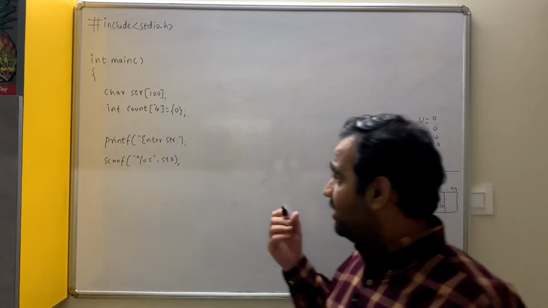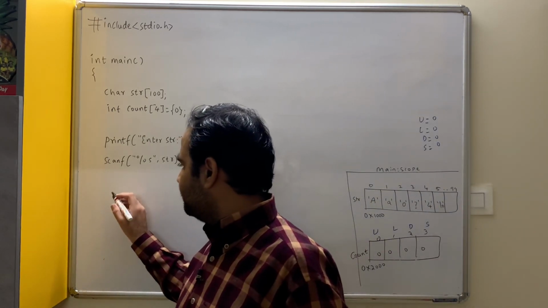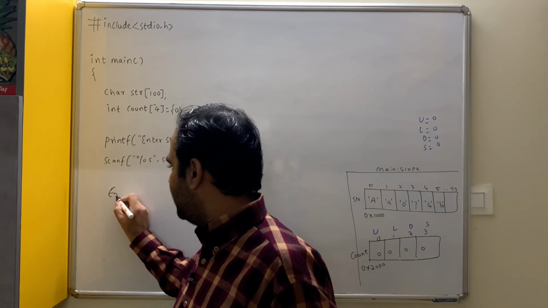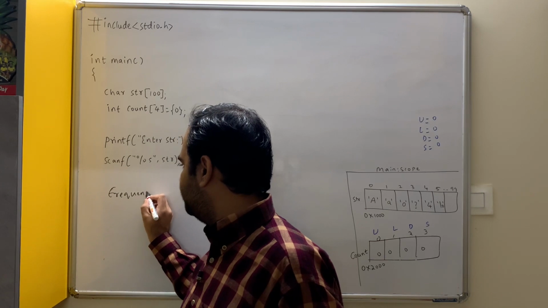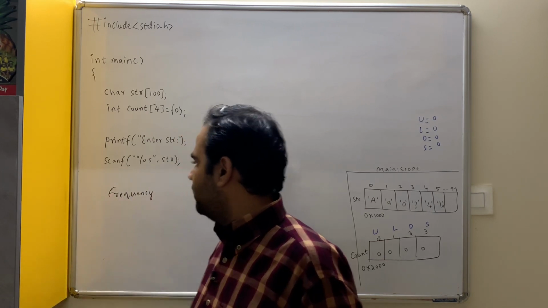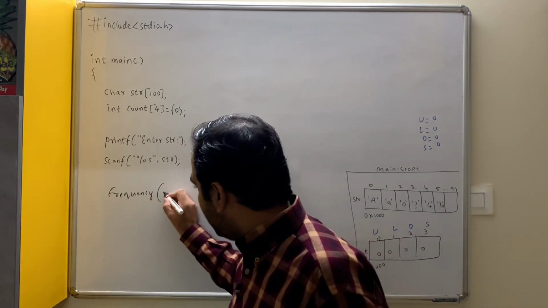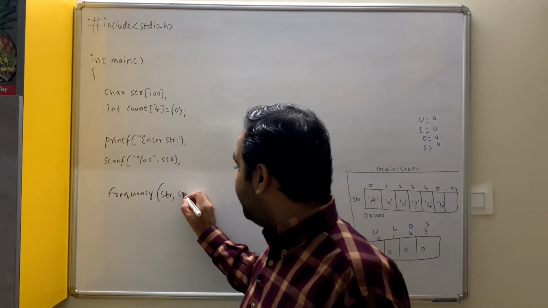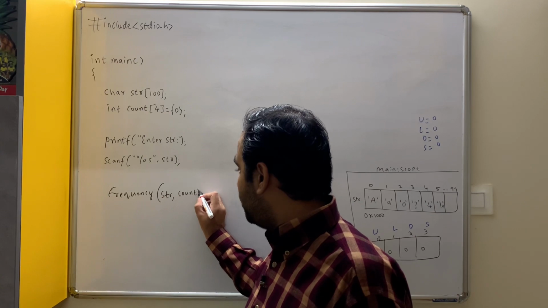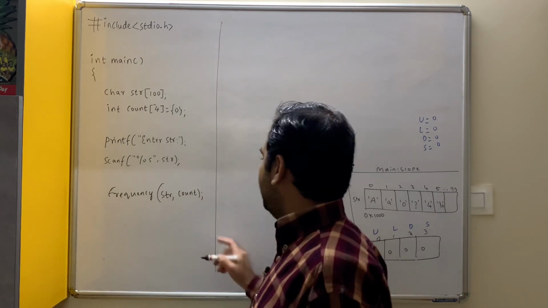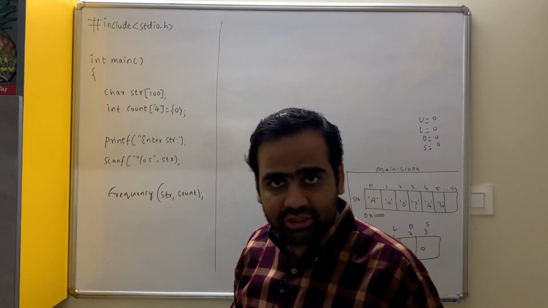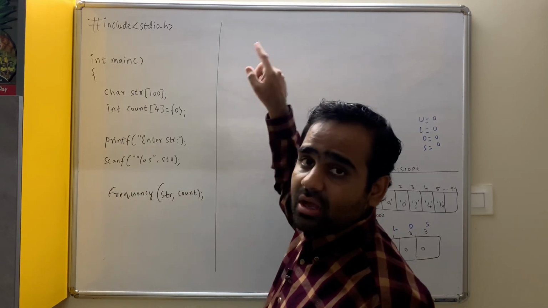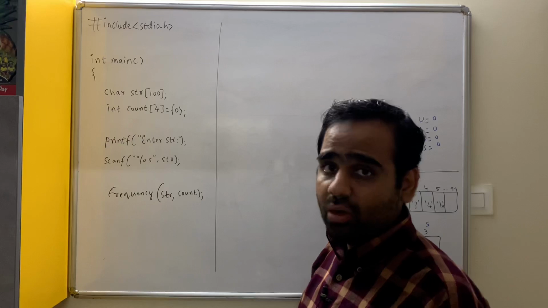Now we will write one function called frequency, of this string str, and after you get the frequency, store the answer in count. We know that arrays are passed to functions by address. Any modification done in the called function will be reflected back in the calling function.